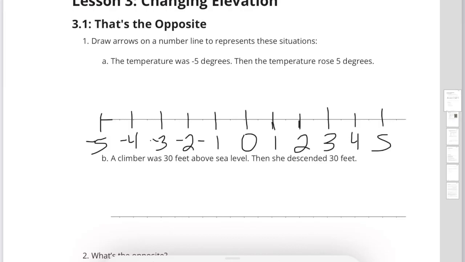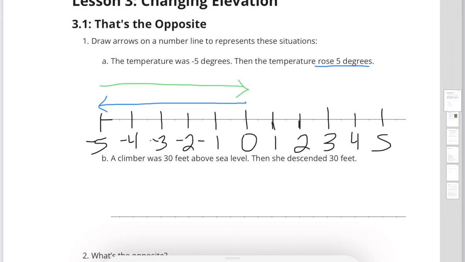So it says to draw arrows that represent the temperature was -5 degrees. So from 0 to -5. Then the temperature rose 5 degrees. So that means I'm moving 5 degrees to the right. So again, this is adding opposites.